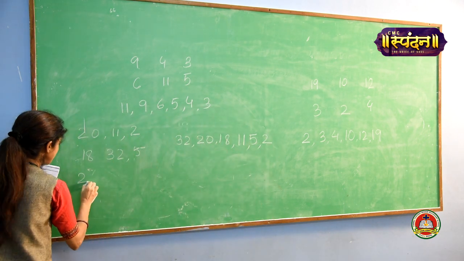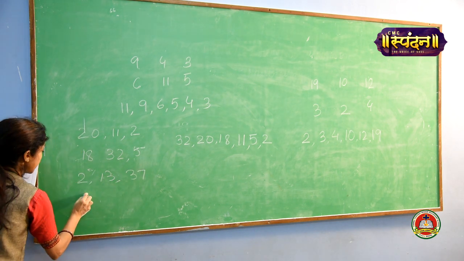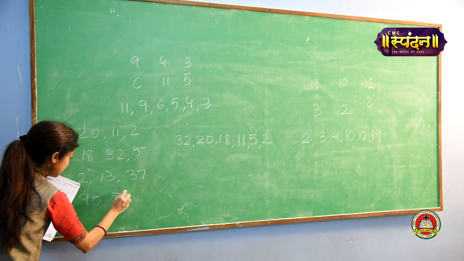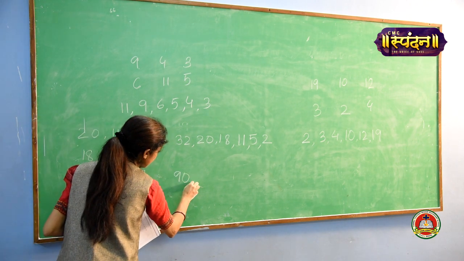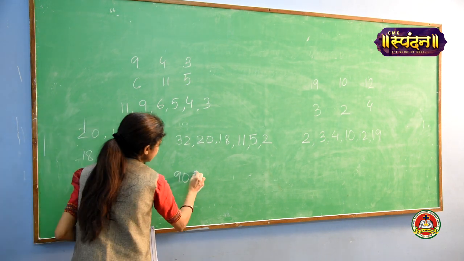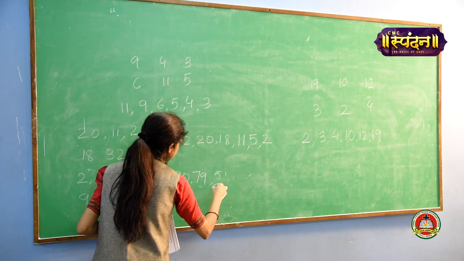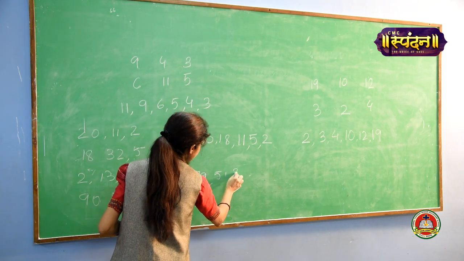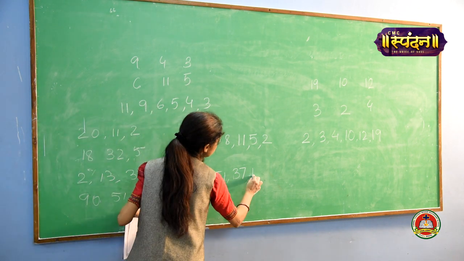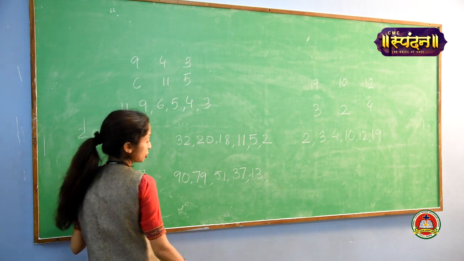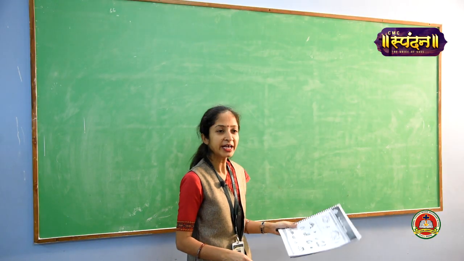Next we are having 2, 13, 37, 90, 51 and 79. So which is the biggest number over here? It is 90. Then after that 79, we are coming backward, then it is 51, then it is 37 and then it is 13 and then it is the smallest number 2. Is it clear?